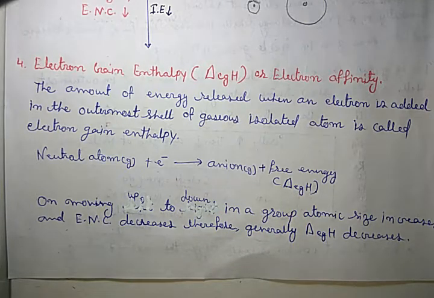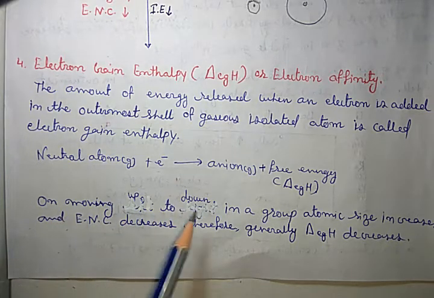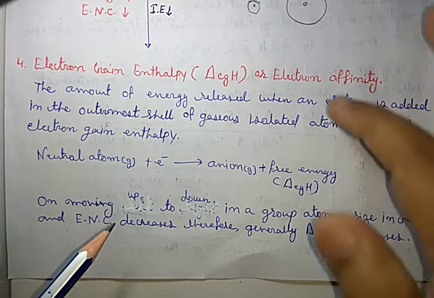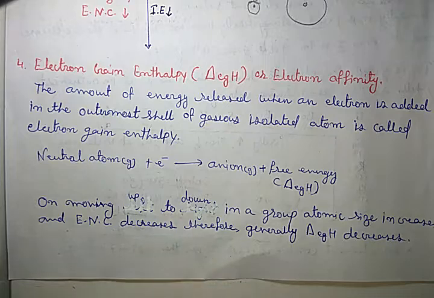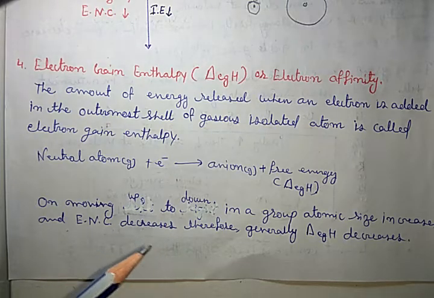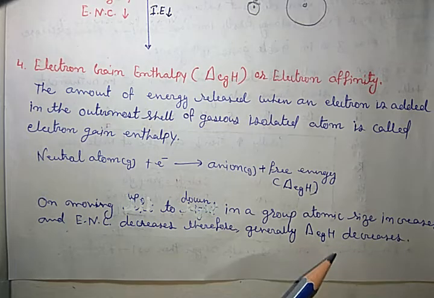Got it? Now, let me consider its periodicity. Which kind of changes appear in the periodic table about the electron gain enthalpy? On moving up to down in a group, atomic size increases and effective nuclear charge decreases. It results in a decrease in electron gain enthalpy.